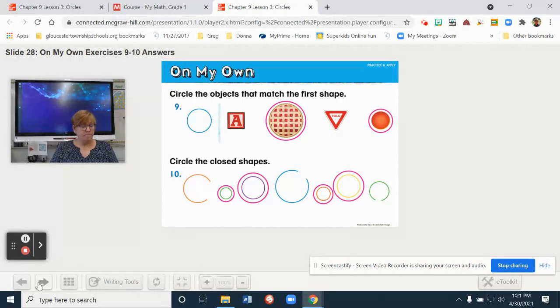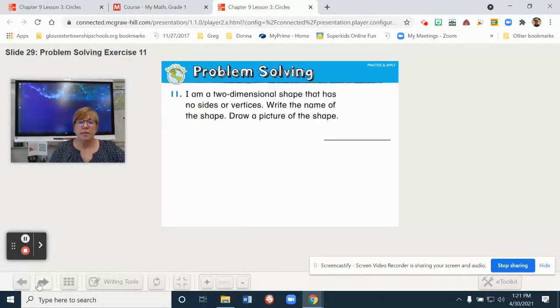Okay. All right. Here we go. I have a two-dimensional shape that has no sides or vertices. Write the name of the shape. Draw a picture of the shape. Now, if you know what that shape is, that name is all throughout, certainly at the very beginning anyway, of the lesson. So you can always go back and print it, all right? Here it is, soft C, circle, the first C, okay, circle. And then you have drawn a circle.